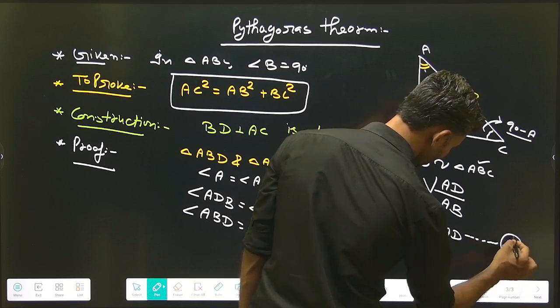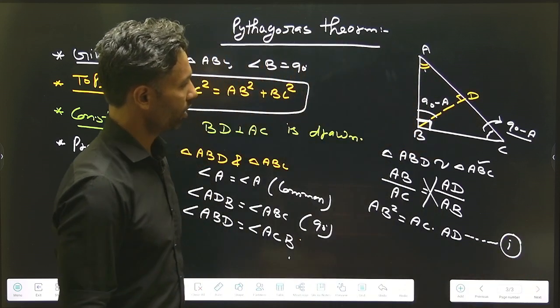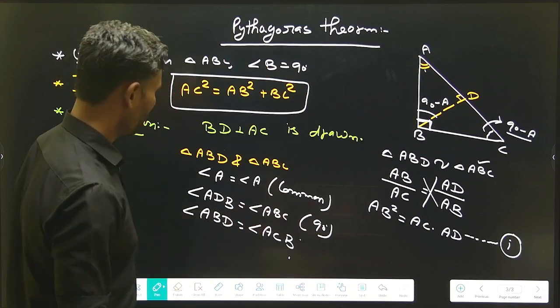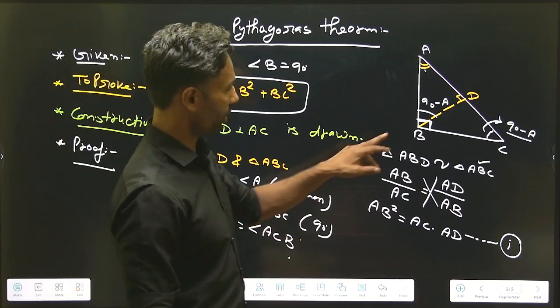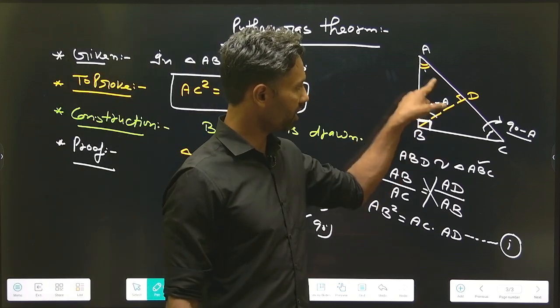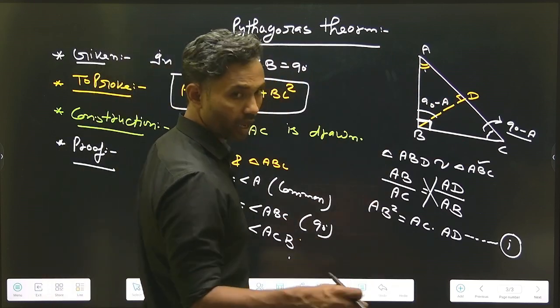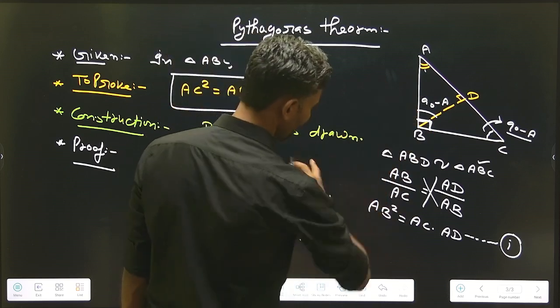This is equation number 1. In the same way, we have to prove the remaining two triangles. Now we have to prove triangle BDC similar to triangle ABC. So we are moving on to the next page, and we will try to prove these two triangles similar to each other.